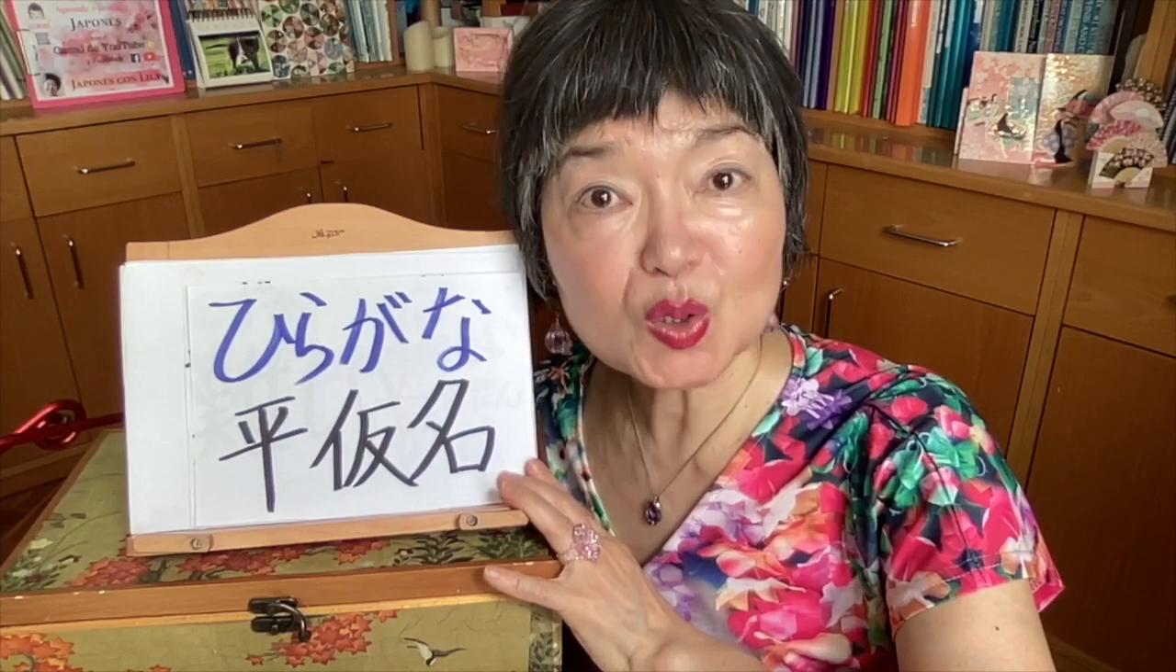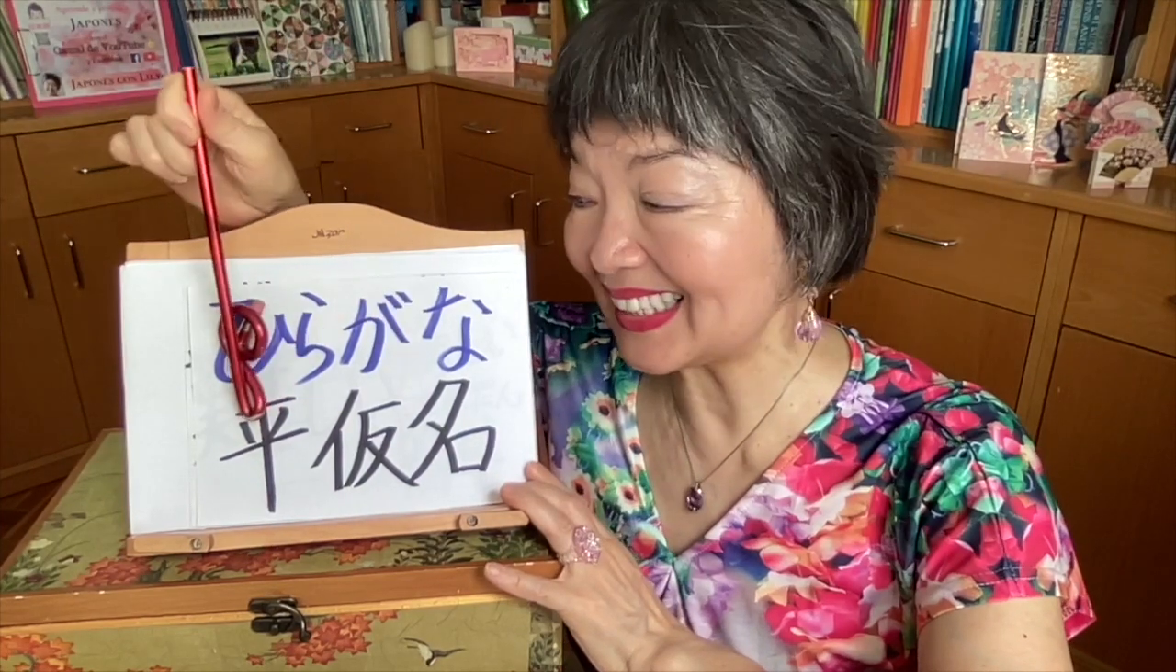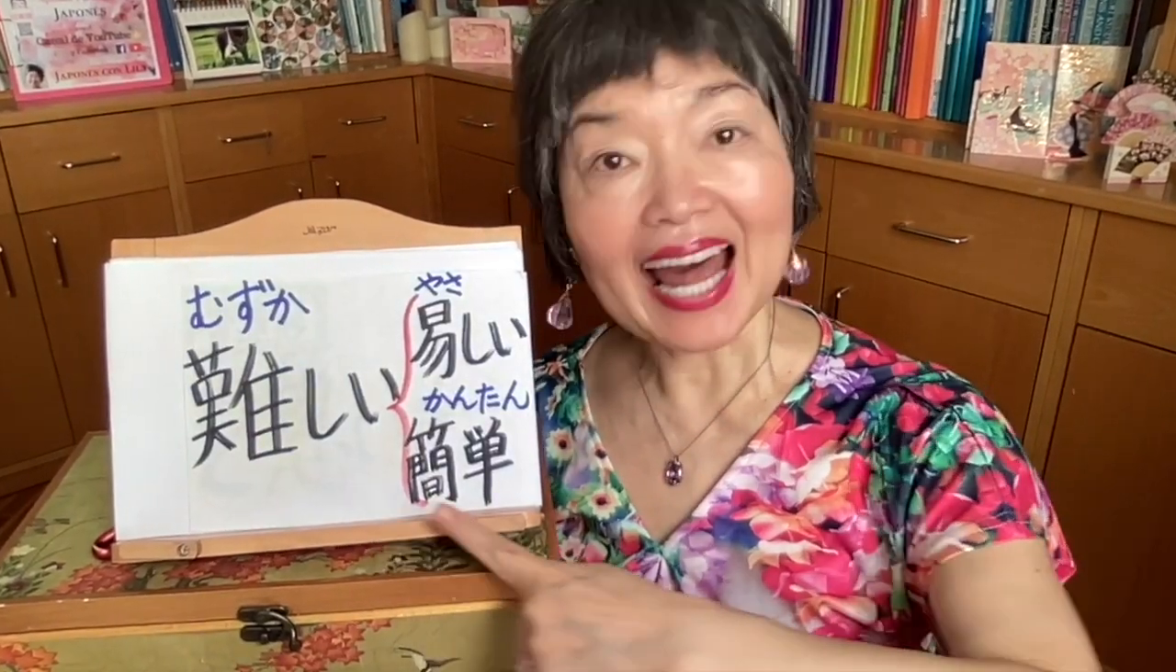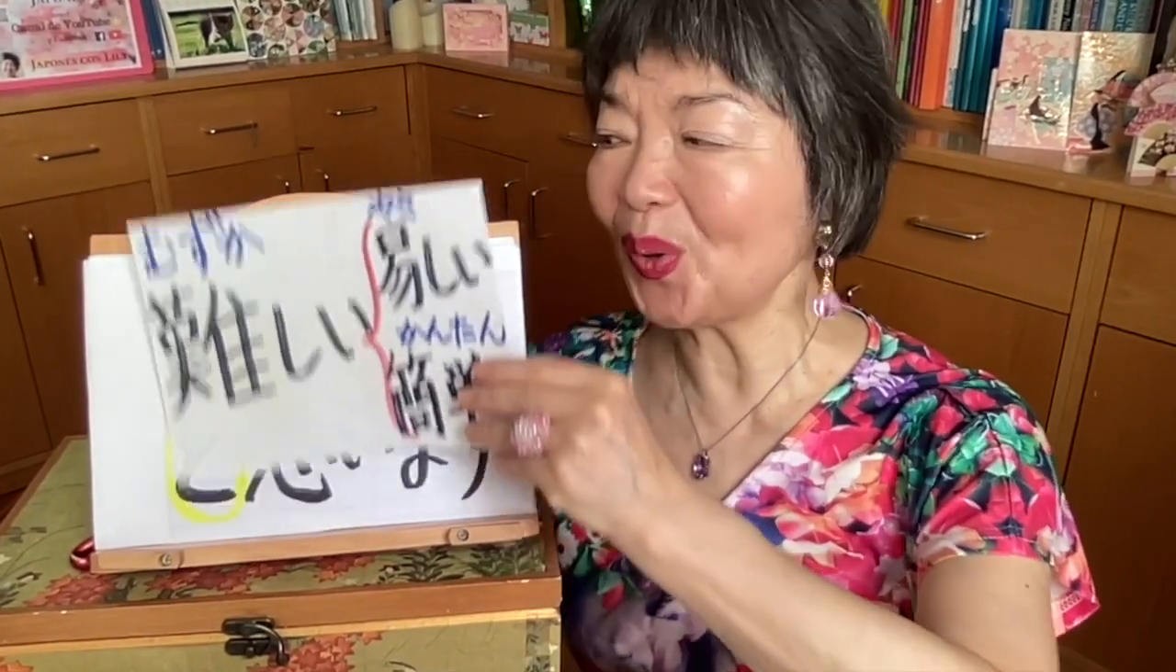Hiragana, we also have kanjis like this. But we usually use hiragana in hiragana. ひらがなは簡単だと思います。Now the present and negative.